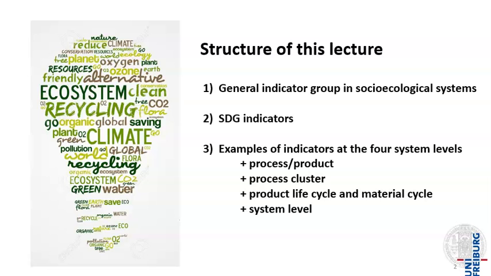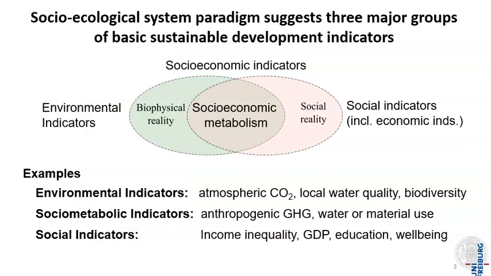We will first have a look at the general indicator groups that can be derived from the socio-ecological systems theory. We will then have a quick look at the indicators that are associated with the 17 UN Sustainable Development Goals, and we will in the third part have a long list of indicators at the different system levels that are used to measure sustainability and sustainable development.